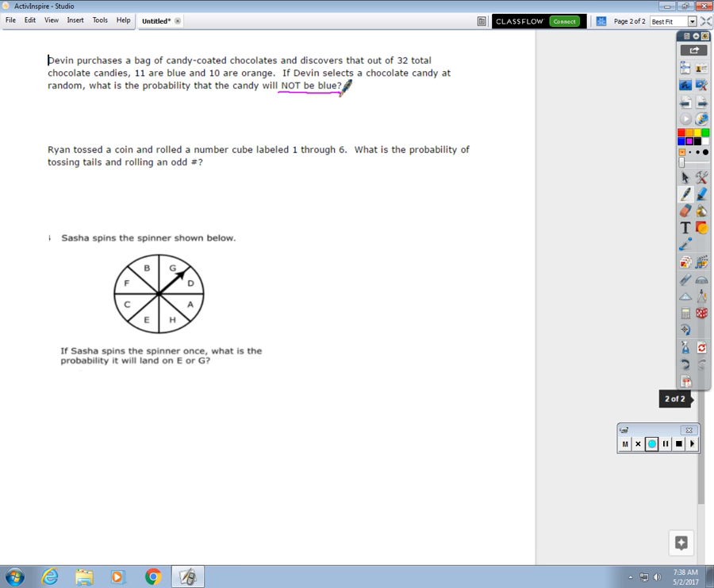If we go back to the equation for probability, we know that we want to have the number of favorable events, but we do not want to include the blue candies. And our favorable events is going to be set on top of the total number of outcomes. If we look back at this problem, how many total candies are in the bag? It says that there are 32 total. So we're looking for the probability of not getting a blue, which means we are not going to include the blue candies.